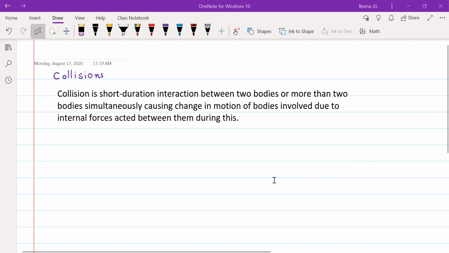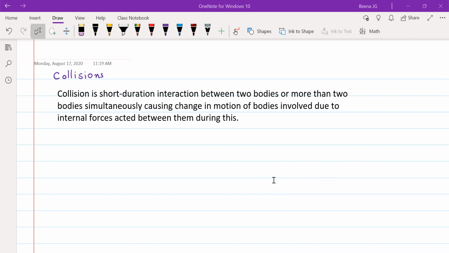So in this topic, we will discuss collisions. What are collisions and what are the different types of collisions? That is what we are going to discuss right now. The definition of collision, when we are looking, it's like this way.